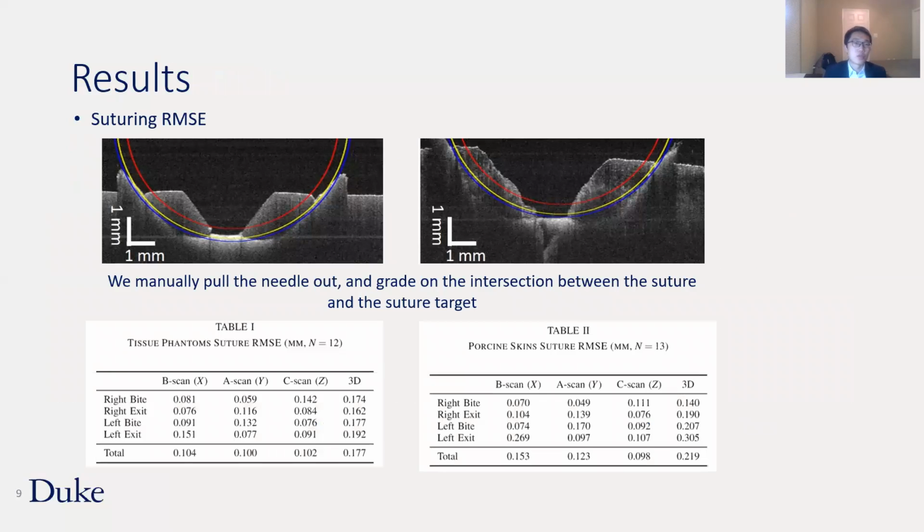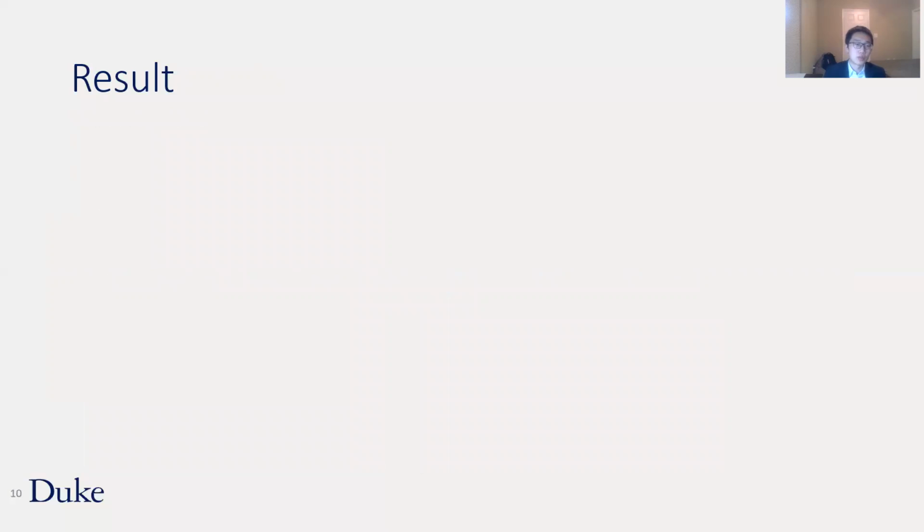We calculate the suturing root mean square error on the intersection between the suture and the suture target. The yellow curve is the desired top layer of the suture. We made the insertions in the tissue phantom and the porcelain skin. We calculate the root mean square error on 4 grading points. For the tissue phantom, the total root mean square error is 0.177 millimeter. For the porcelain skin, the total root mean square error is 0.290 millimeter, which is less than the half width of the needle. We also did a mounted throw.